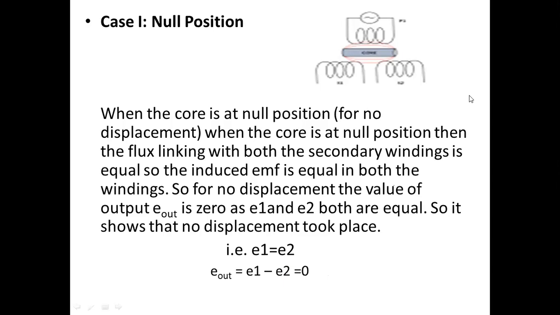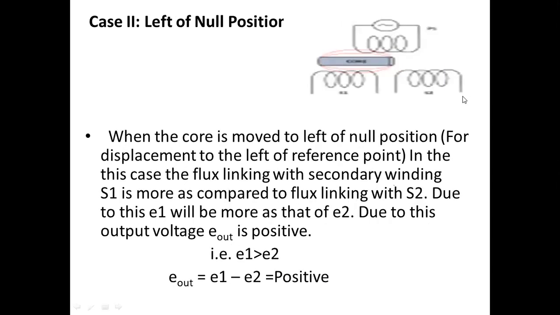So next case we are going to consider. Now the next case is left of the null position. Null position means the core stays at the center. Now where is the core? It is on the left side. So left side of the null position means which secondary winding is there? Yes, S1 is there. So the magnetic field links flux to the secondary windings S1 and S2. You compare here: is there any flux linkage here?